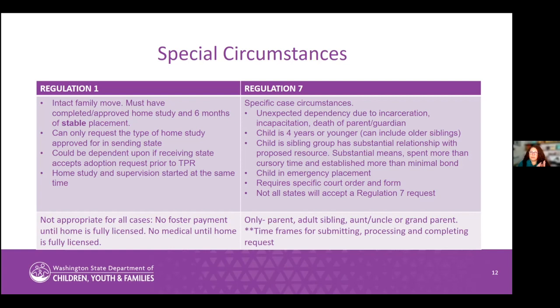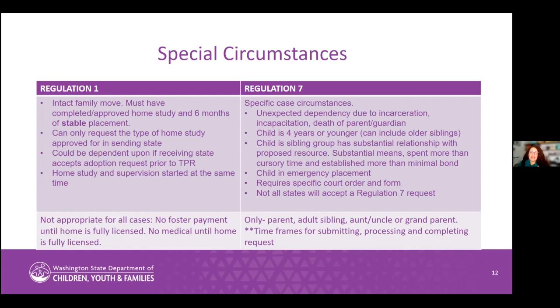Regulation 1 allows us to request an ICPC and allow the child to move with the foster family while the other state does their home study, and the other state provides courtesy supervision. Basically, the other state gives kind of credit to our home study until they can complete their own, and they have to pass that. The child has to be stable, and the family has to be stable, and they have to be there for at least 6 months, because part of the regulation is we have to provide 6 months of courtesy supervision or health and safety reports to the other state.